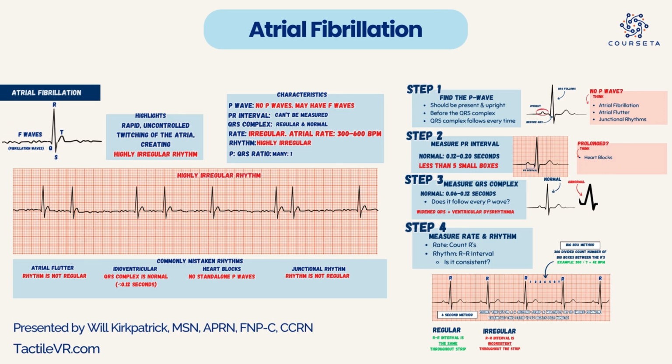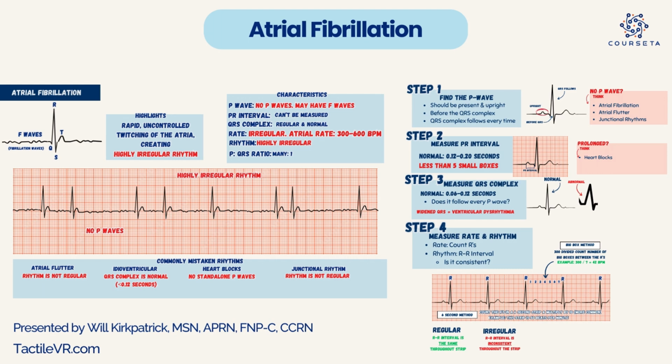So those main characteristics are no P waves, there may be F waves, which literally stands for fibrillation waves, and it's highly irregular. So those R-to-R intervals are just going to be completely random. But there is no clear P wave that is upright or before the QRS complexes. It just looks like QRS complexes that are floating in the rhythm without P waves. Okay, step number 2, let's measure the PR interval. Well, you can't measure the PR interval without a P wave, so that's automatically wiped out there.